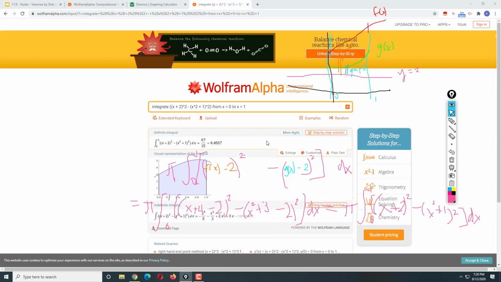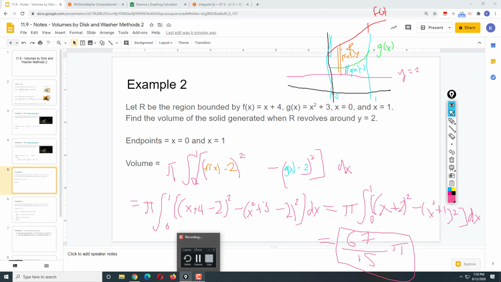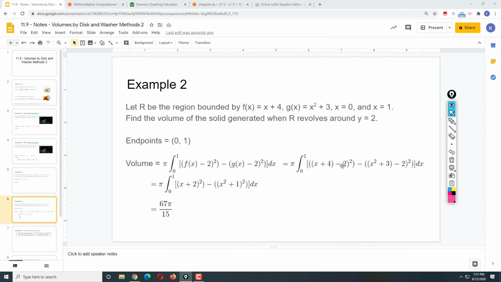And when we do that, we get 67 over 15. So the volume has to equal 67 over 15 pi. That's the volume of this solid using the washer method. I've also typed this out neatly in the notes. You can always refer to them.